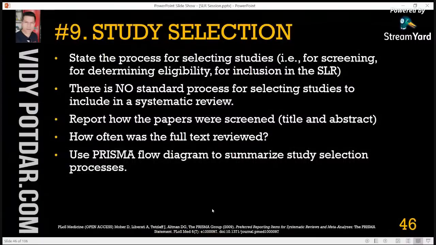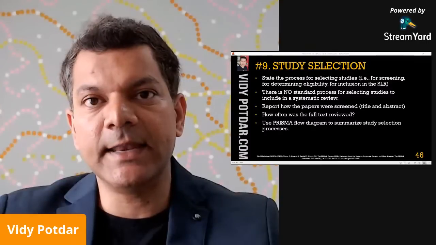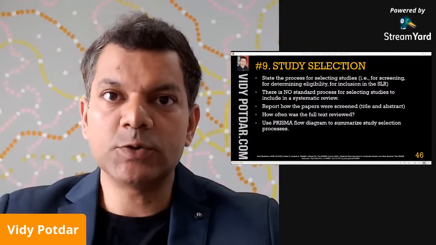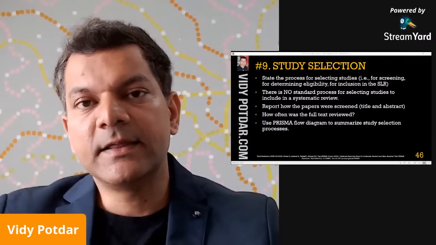Study selection is the next part in the Prisma checklist. And here you state the process of selecting studies. So how you are screening the papers: whatever you have listed in your research protocol, the inclusion exclusion criteria, you are now applying that to your study to decide which papers to select and which papers to exclude. And once this is done, the study selection is shown using a Prisma flowchart that I showed you just now.